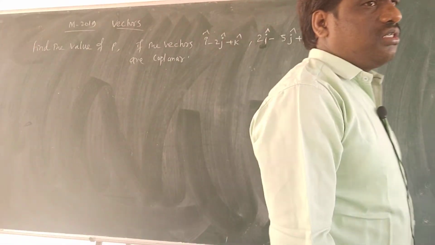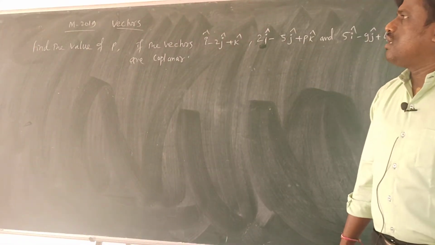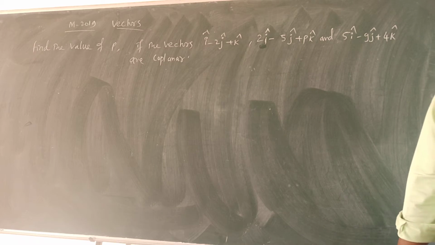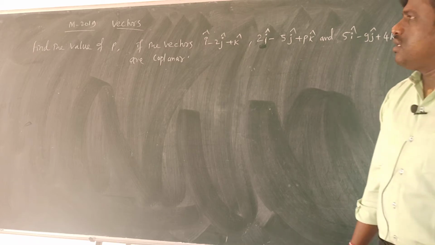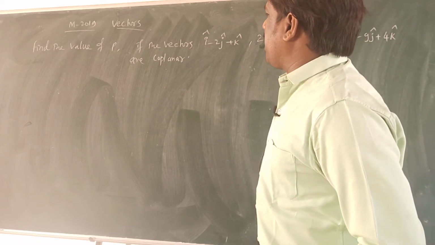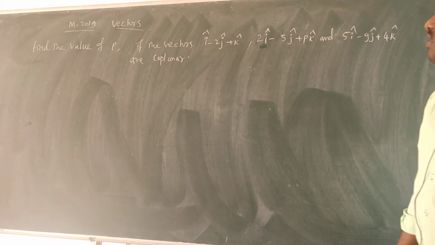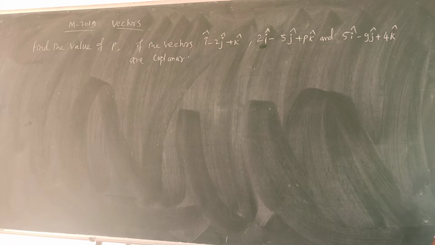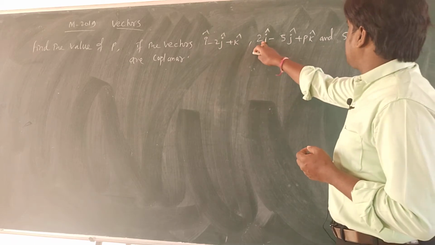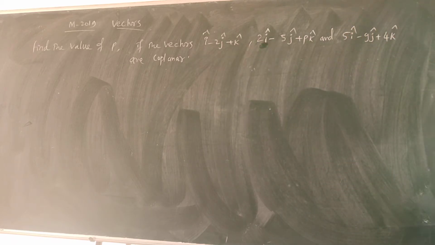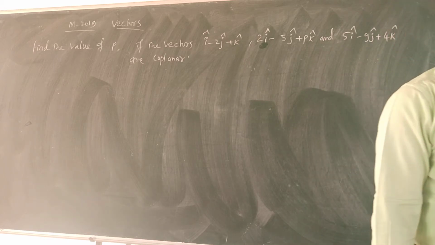Vectors, previous year questions, HSC class 12. This question was asked in March 2019. The question says: find the value of p if the vectors i cap minus 2j cap plus k cap, 2i cap minus 5j cap plus p k cap, and 5i cap minus 9j cap plus 4k cap are coplanar.